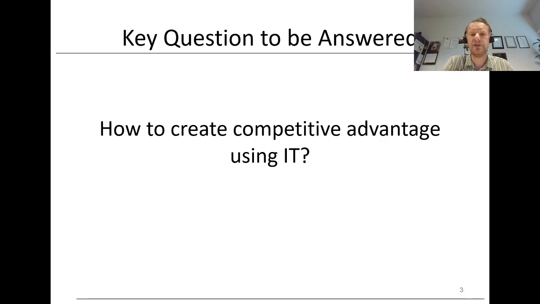Basically, the key question that we will try to answer throughout the entire chapter is how to create competitive advantage using information technology. If you look at information technology nowadays, you see various types of new developments. Think about wearables, think about sensors, think about drones, think about self-driving cars, and so on. Companies are continuously on the lookout for those new technologies and see what they can do with them.